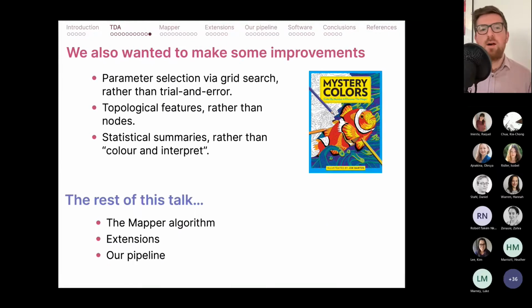Okay, so at the same time, we wanted to make some improvements. Some of these improvements have come from building on Mapper and building on existing software, and some are more about the way that we've gone about this. So parameter selection via grid search rather than just trial and error, and focusing on topological features rather than just nodes.